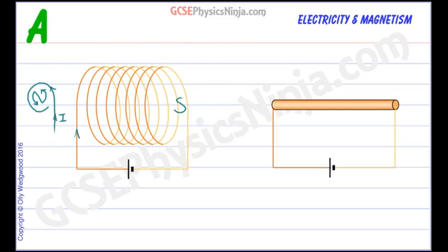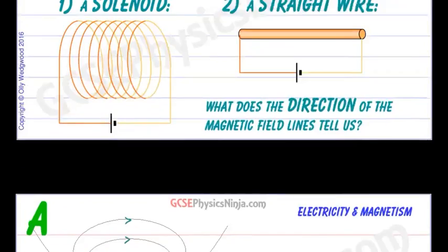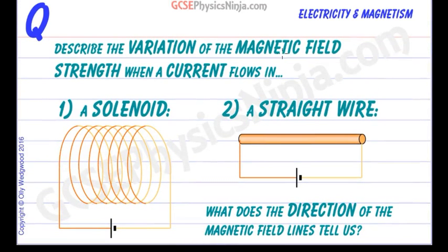So let's put on the lines again. And we know that the direction of the magnetic field lines is always from north to south. From north to south. There we go. So these guys come in to the south pole, like so. Okay, now back to the question. Describe the variation of the magnetic field strength.